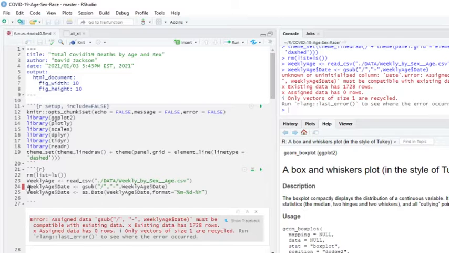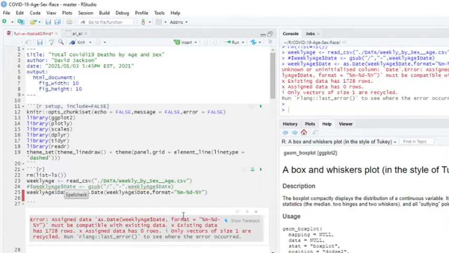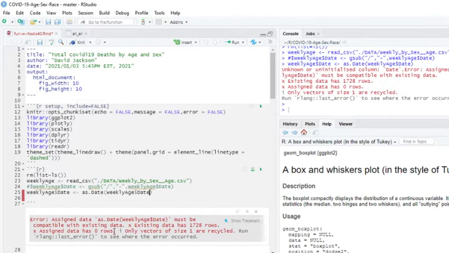Okay, we don't need that. Very good. I fixed that in this thing. Let's see how this works. Oh no. Oh, wait, we don't need that either because it's already. No, we do need this, but we shouldn't actually need a format statement. So let's just see how this works now. Oh, as date, weekly date must be compatible with existing data.